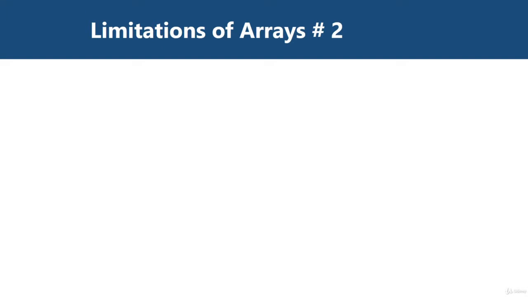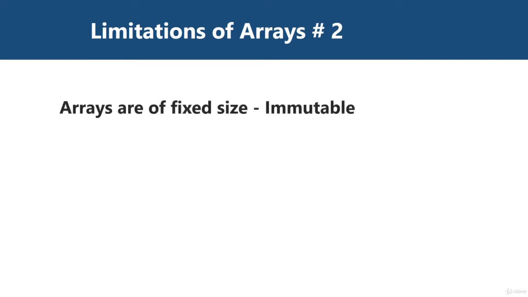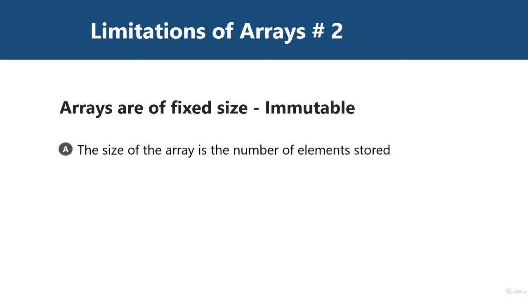Let us look at another limitation of an array. The second limitation is that an array has to have a fixed size. That is, the number of elements an array can store, the size of an array, has to be decided at the time when the array is created. And once an array is created or declared, its size cannot be changed.